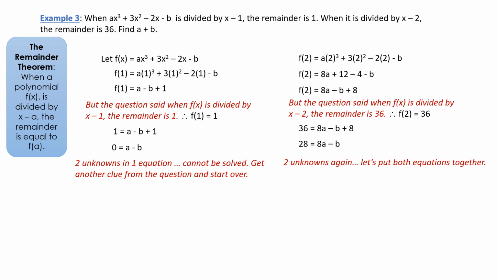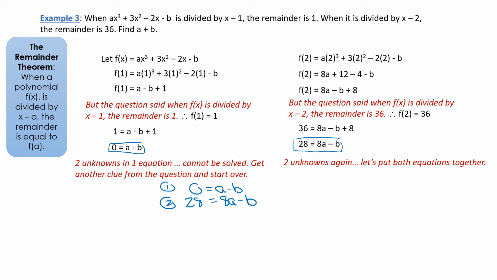Well, first, I'm going to take this equation right here. I'll write that 0 equals a minus b. And now I have this one. Put it underneath. 28 equals 8a minus b. So here I'm going to do substitution or elimination, going back to grade 10, equation 1, equation 2. Pick the method that you like the best.